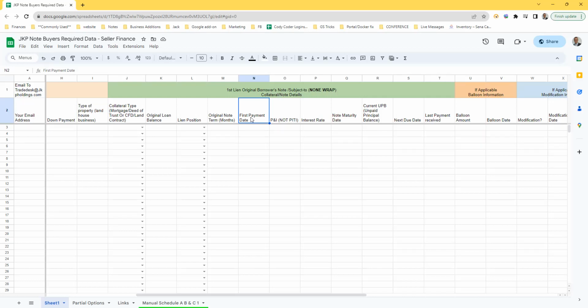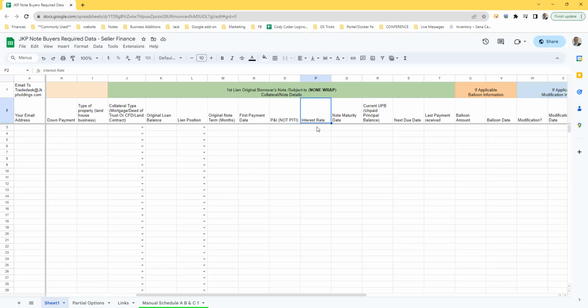We then would need to know what the monthly P&I is, and I'll update this to be a little bit clearer. We just need to know what the monthly payment is, but we don't want the taxes and insurance on this. So P&I is principal and interest only. We want to know what that number is. Take out the tax and insurance.